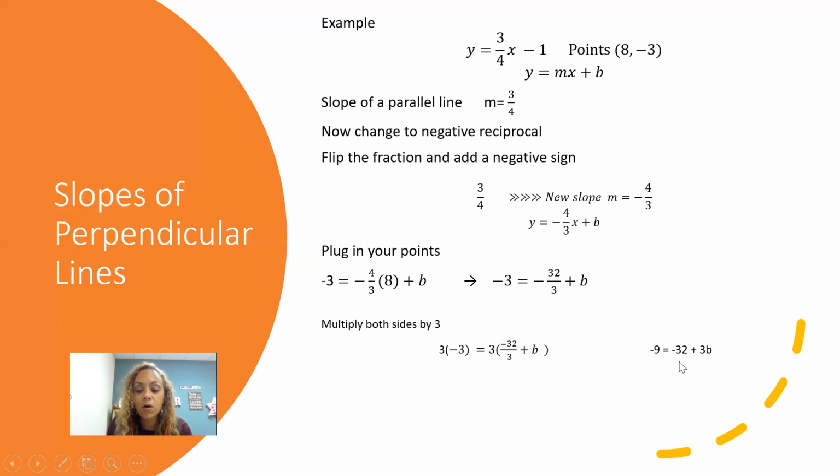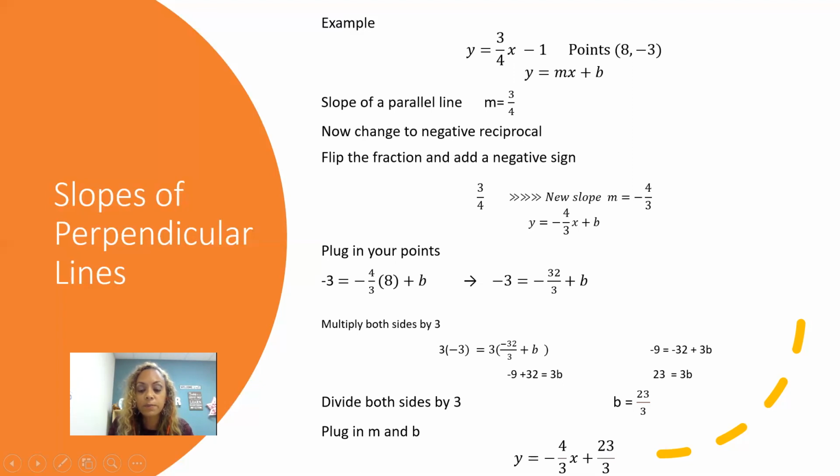But now let's go on and move our other constants. So we move 32 to the other side, so it becomes positive. So we have negative 9 plus 32 is equal to 3b. So 32 take away 9 is 23. So 23 is equal to 3b. Now we just divide both sides by 3, so b is equal to 23/3. And let's plug it back into our equation. Plug in m and b. And so we get y is equal to negative 4/3x plus 23/3.